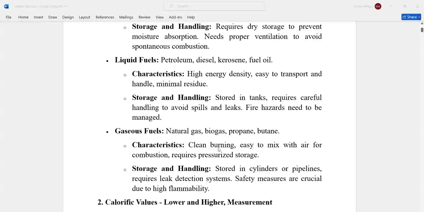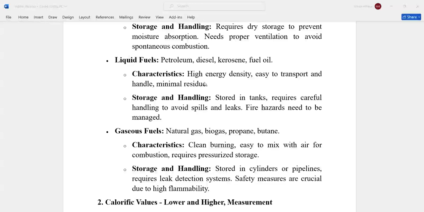So let's look at the liquid fuels also. These include, but are not limited to, petroleum, diesel, kerosene, and fuel oil. What is common to you, I think, is petrol, diesel, and kerosene that you use in your lamps for heating, for lighting, and also the diesel and petrol that run engines, the internal combustion engines for propelling automobiles.